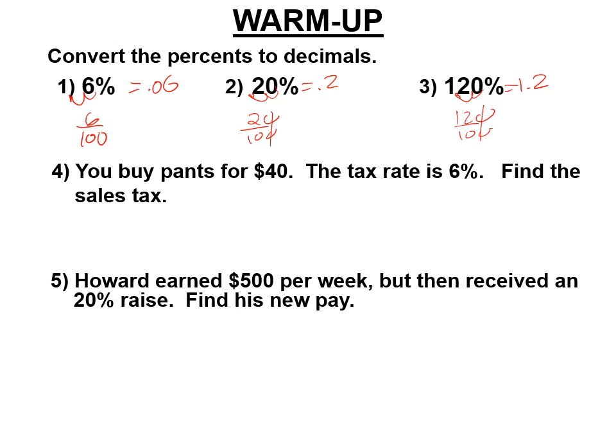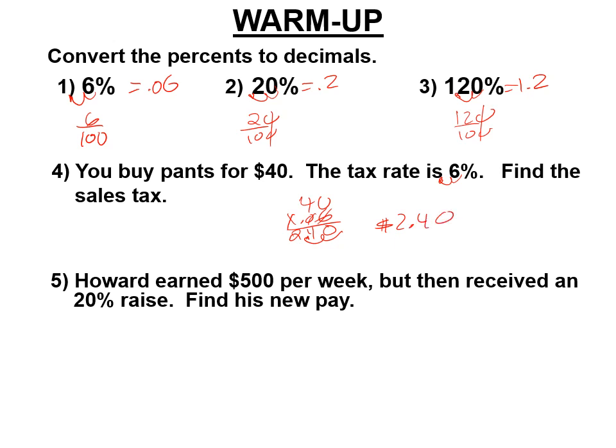You buy pants for $40. The tax rate is 6%. Find the sales tax. So we're finding 6% of 40. So we're going to do 40 times 0.06. 6 times 0, 6 times 4 is 24. We get a row of zeros we don't need. And the tax is $2.40.